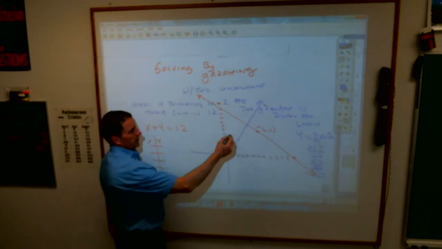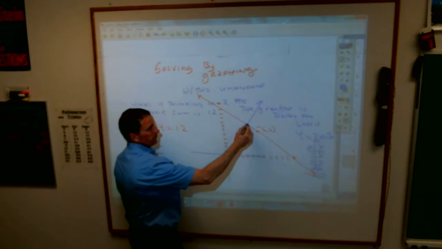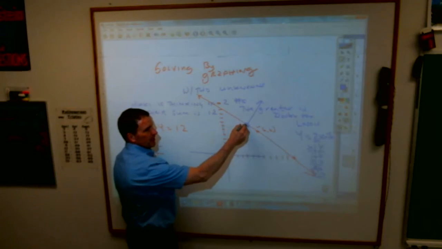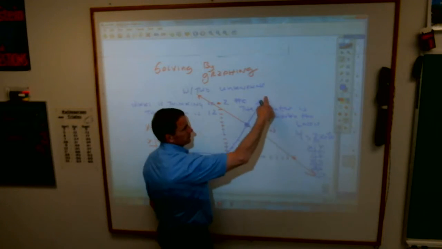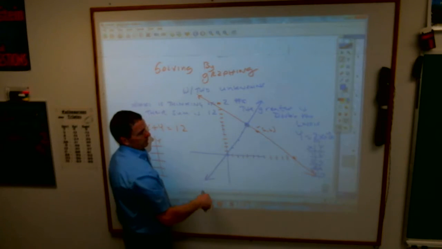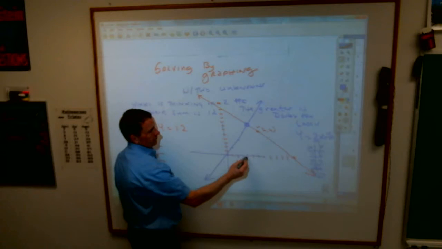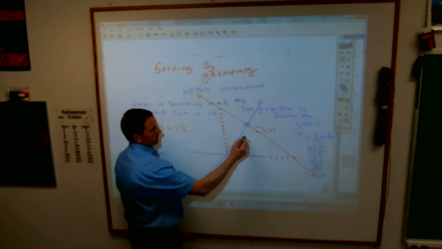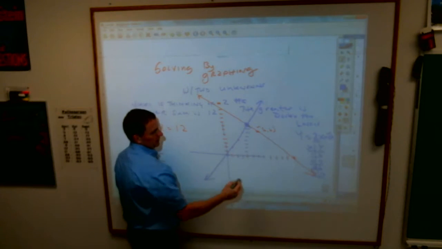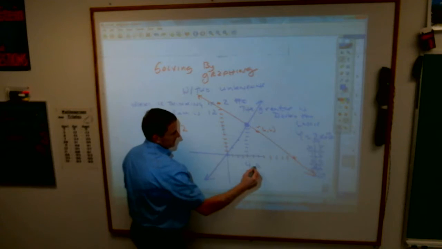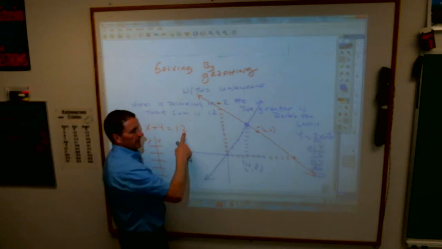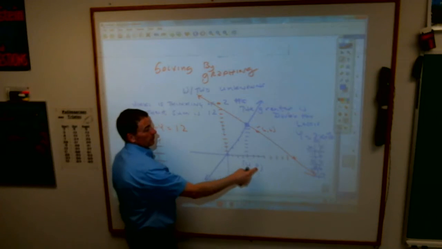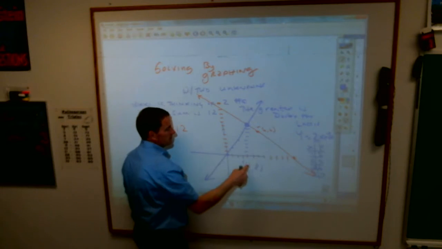The place where they cross, that's what we're looking for, is the answer to this problem, because it fits both things. This is where their sum is 12, this is where one is twice the other, and if you just figure out what point that is, which is 1, 2, 3, 4, 1, 2, 3, 4, 5, 6, 7, 8, at the point 4, 8, both of these things are satisfied. And does it work out? Is 4 plus 8 12? Yes. Is 8 twice 4?